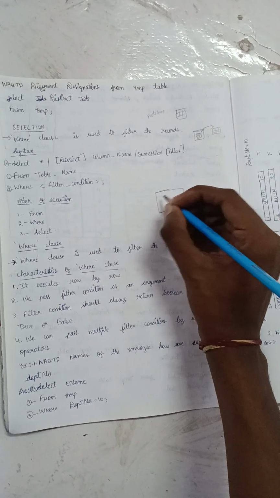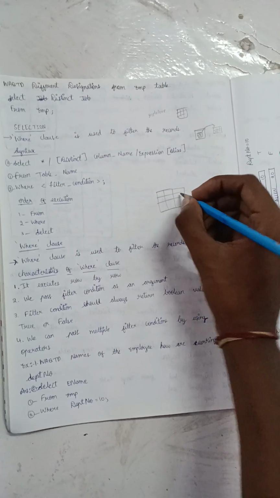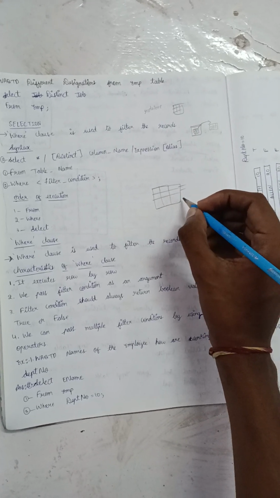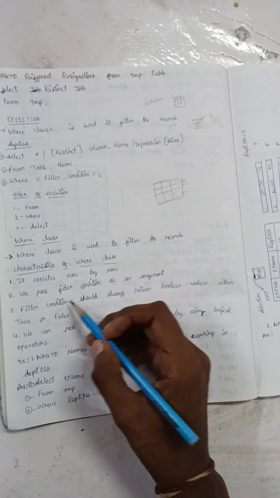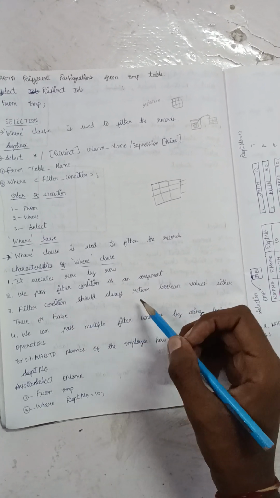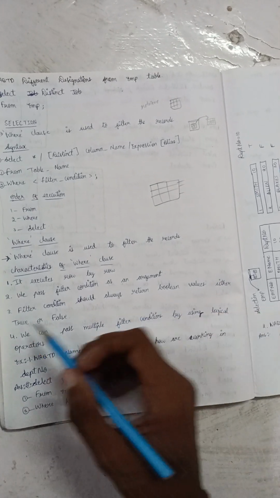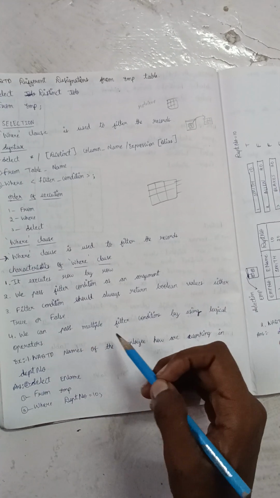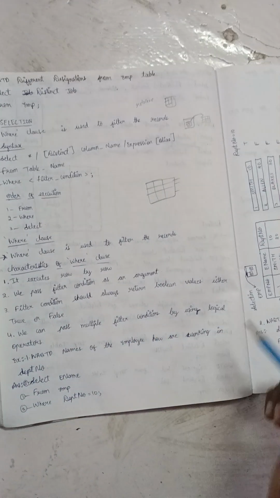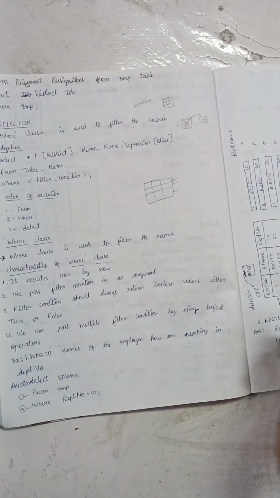Characteristics of the WHERE clause: it executes row by row. Suppose it is a table, then it will be executed row by row: first this one, then second, then third. We pass the filter condition as an argument. The filter condition should always return boolean values, either true or false. We can pass multiple filter conditions by using logical operators. It will be discussed below.